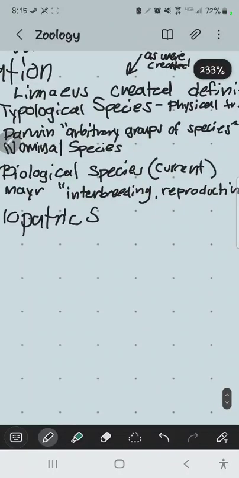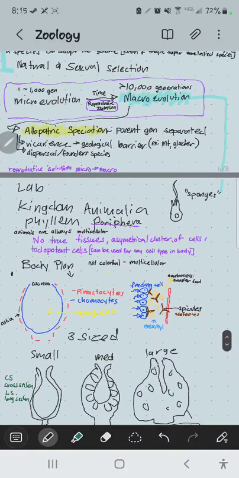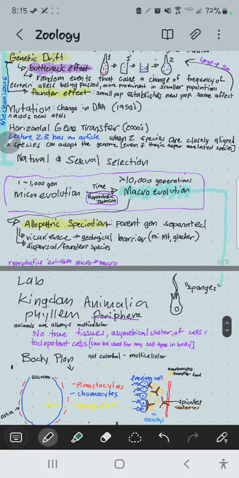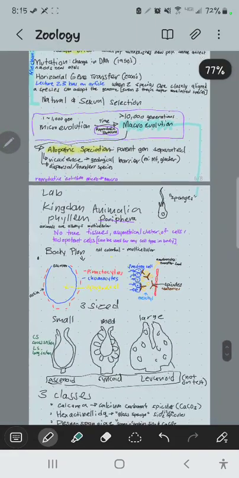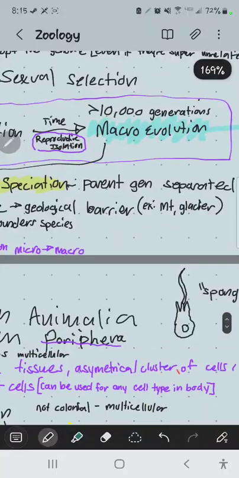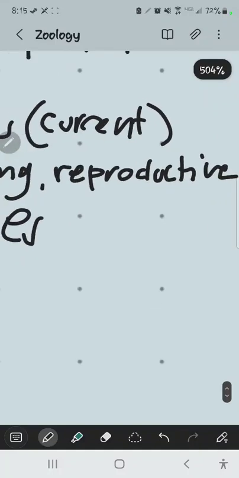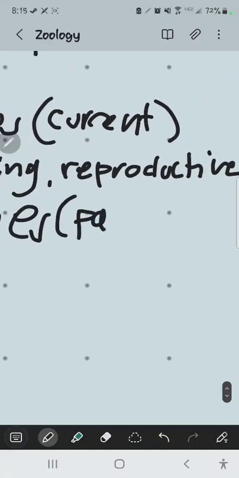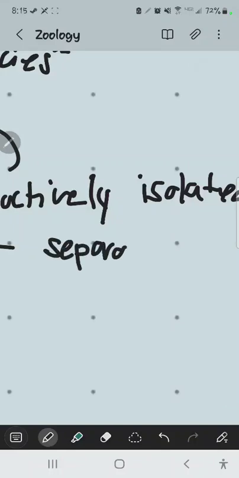So I think I defined this last time and suggested that allo means separate, patric means parents, and what they're referring to really is parent populations. So if there is a separation of parent populations that happens, this is the process that initiates allopatric speciation. We have a couple different ways this can happen. We have vicariance, and then we have dispersal.